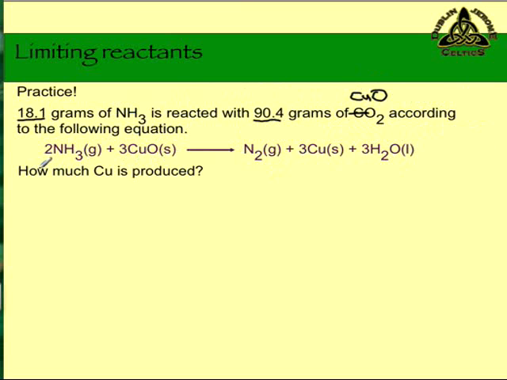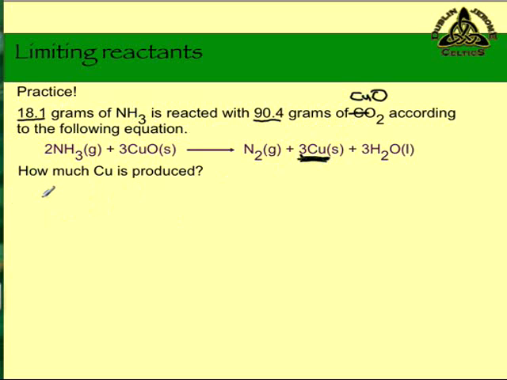Another way to read this would be 2 moles of ammonia react with 3 moles of copper oxide to produce 1 mole of nitrogen, 3 moles of copper, and 3 moles of water. Our question is, how much copper is produced? What we have to do is set up a stoichiometry equation for the 18.1 grams of NH3 and for the 90.4 grams of copper oxide.